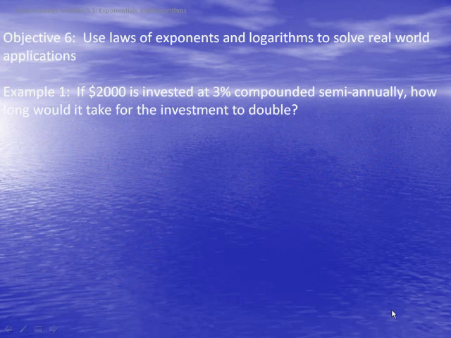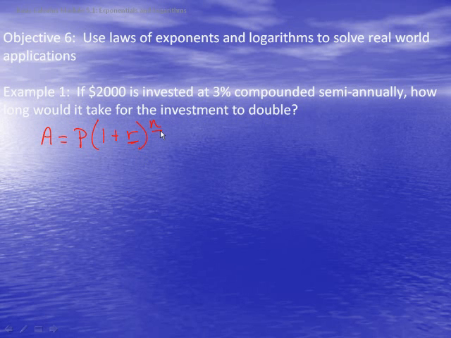Objective 6. Use laws of exponents and logarithms to solve real-world applications. Example 1. If $2,000 is invested at 3% compounded semi-annually, how long would it take for the investment to double? Alright, so normally our formula for compound interest is the amount that we have is equal to the principal that we put in times 1 plus r to the n, where r is the rate per period and n is the number of times that it'll be invested.